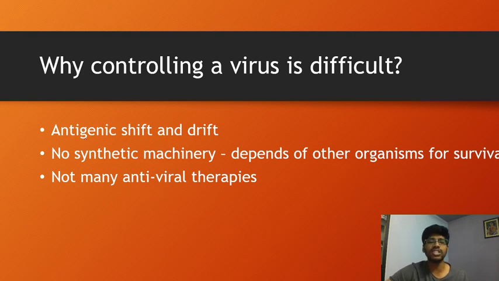The first one is antigenic shift and drift. So what is an antigen? Here we have to understand what an antigen is. An antigen is nothing but any foreign particle which enters into your body and provokes the immune response. Any foreign particle entering the body of any host stimulates the immune response. That means antigens stimulate the production of antibodies.